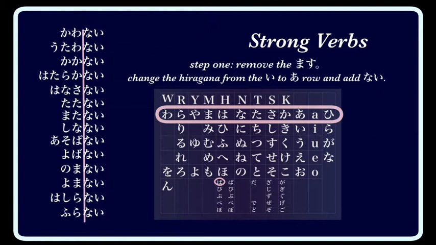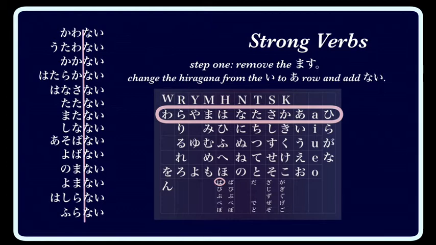We now have all of those verbs in the negative. Kawanai, I don't buy. Utawanai, to not sing. Kakanai, not write. Hatarakanai, not work. Hanasanai, not speak. Tatanai, not stand. Matanai, not wait. Shinanai, not die.